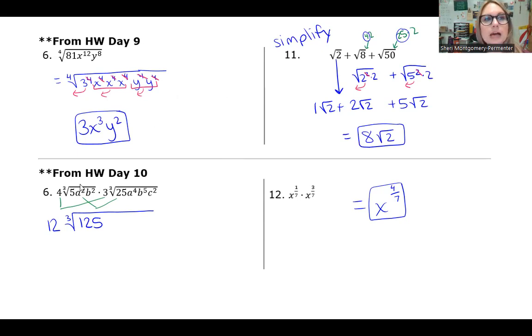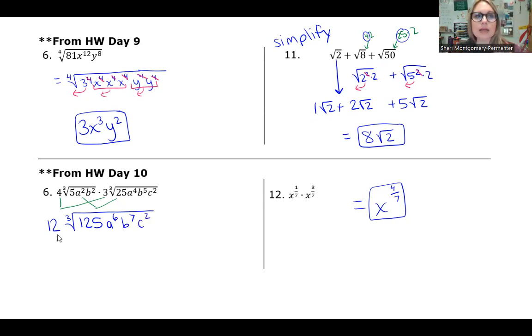When you multiply, you add exponents. So for the A's, I have 2 and 4, so I have 6. For the B's, I have 2 and 5, so that makes 7. For the C's, I don't have any over here. I have 1 over here, so it doesn't change. It stays as C to the 2nd power.